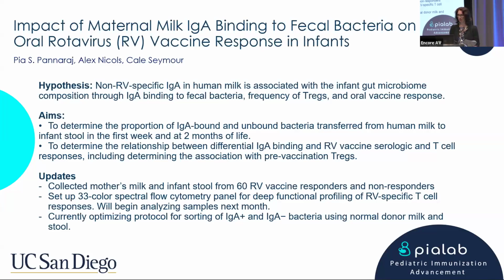So far, she's collected mother's milk and infant stool from 60 rotavirus vaccine responders and non-responders. She's also set up the spectral flow cytometry panel for deep functional profiling of the T-cell responses, and she's working on early analysis. She's currently optimizing the protocol for sorting of the IgA positive and IgA negative bacteria using normal donor milk and stool. So it's a lovely overlap with the biobank work that we've got as well.